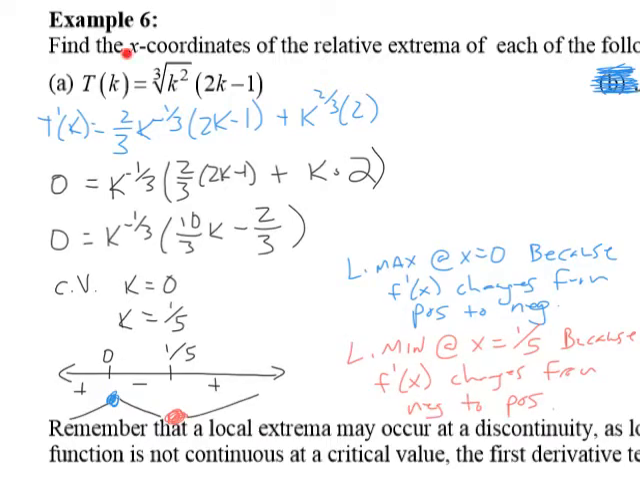Alright, so the video only wanted the x-coordinates of the extrema, which means where there are the extrema. We found that there's one at 0, which is a local max, because f prime changes from positive to negative, and then we found that there is one at 1/5, which is a local min, because f prime changes from negative to positive.